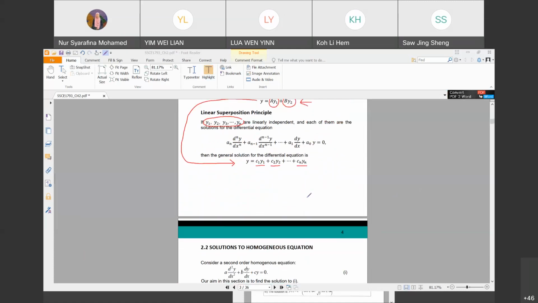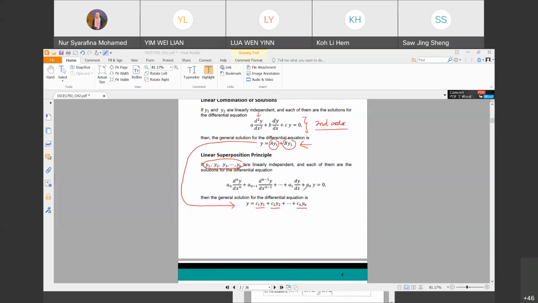Okay, now, how can we solve? You know that this is the form of a second order differential equation. Okay, now, how can we form the solution of this differential equation? Okay.